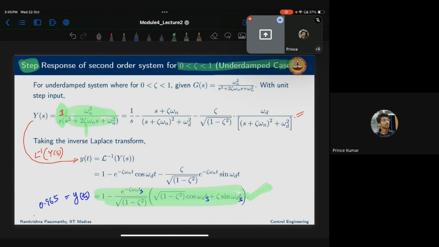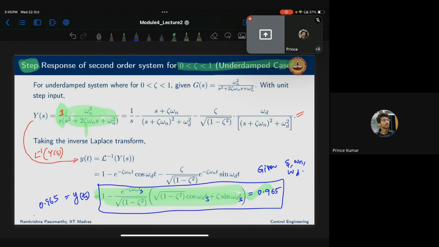Given zeta, because the system is known to you, omega n is known, omega d is known. In this expression, this value is 0.965. In this entire expression, what is the unknown? Ts. Yes, that's it. You have to find Ts. Is this clear?